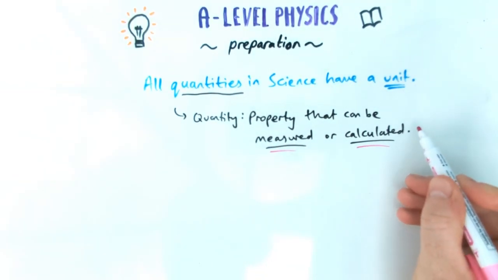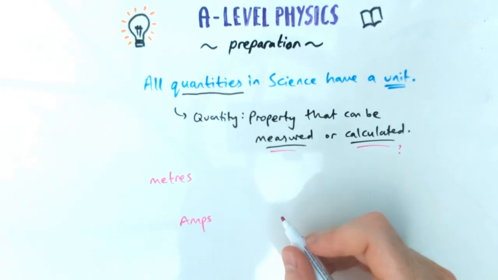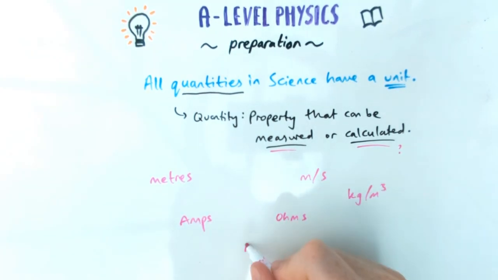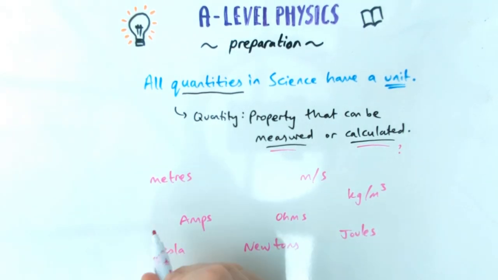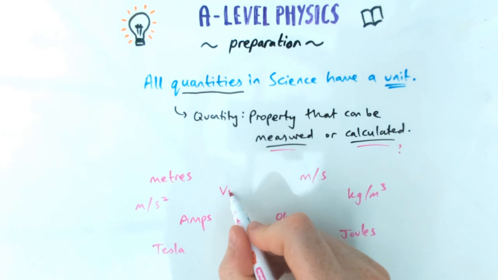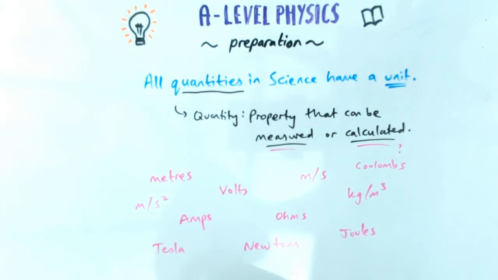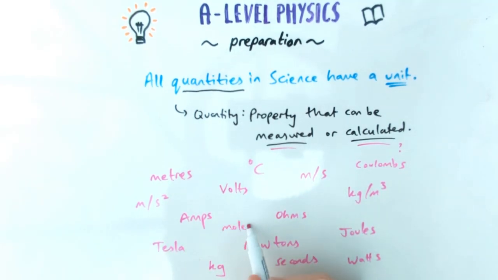So there's a lot you would have come across from GCSE. I'm going to write out a list of some of the more memorable ones you might have seen before. So we've got meters, we've got amps, ohms, we've got meters per second, kilograms per meter cubed, newtons, joules, and you can see the rest of the list forming here. Now I want you to have a think as I'm finishing writing this list, how many of these can you measure directly? Could you measure meters directly with a piece of equipment? Could you measure joules directly? Could you measure degrees? Could you measure coulombs?